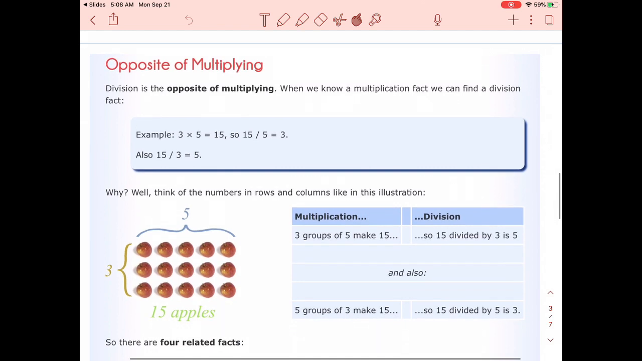Division is the opposite of multiplication, so 3 times 5 equals 15, and 15 divided by 5 equals 3. 3 groups of 5, 1, 2, 3 groups of 5 makes 15. So 15 divided by 3, 1, 2, 3, equals 5. How much does each person get if we're splitting up these apples with 3 people? Each person gets 5 apples.